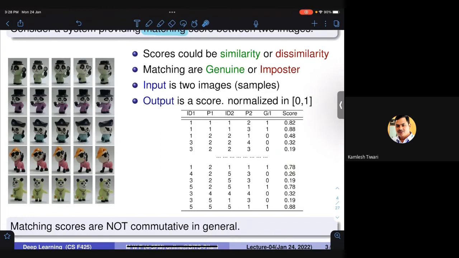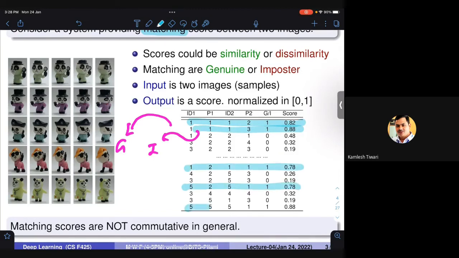Now I can divide this table into two tables, a genuine table and an imposter table, into separate ones. What is the genuine table? Places where there is one. So I collect those places. I take these rows, these rows, these rows, and I put them somewhere, and I call it the genuine matching. These scores are going to be placed into another file. So from one file I have created two files, genuine and imposter.